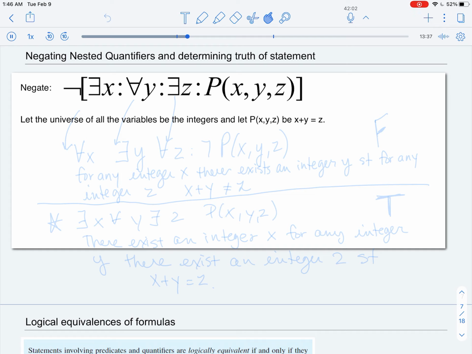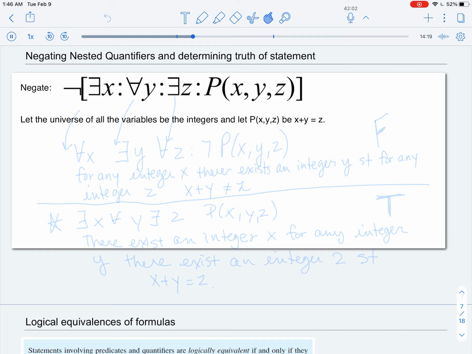So for this question, we're going to let the universe of all the variables x, y, and z be the integers, and our predicate p of x, y, z will be x plus y equals z. There are no constants, and we understand the functions being used: what x plus y means for the integers and also equals for the integers, so we're fine with that. And all of the variables are integers, so we understand the universe and all the predicates, so we can consider the truth of this statement.